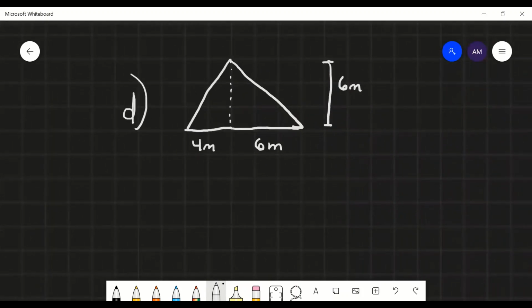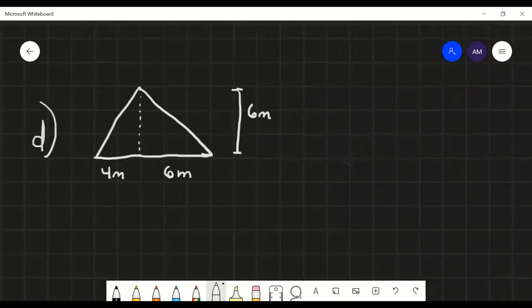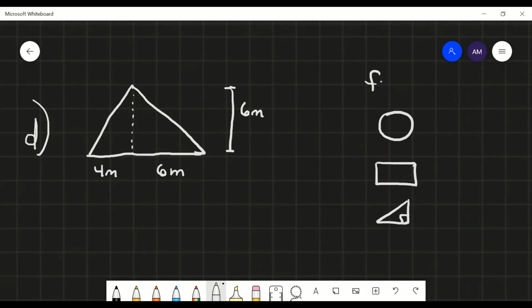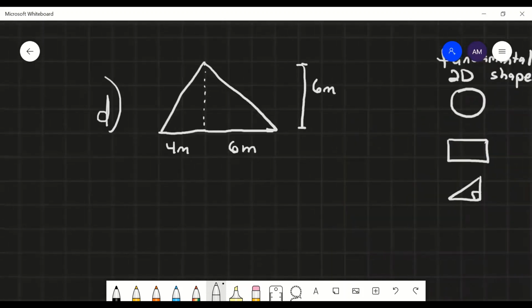Triangles are the last of the 3 shapes. Every shape that exists can be broken down into circles, rectangles, and triangles. They're the 3 fundamental 2D shapes, I would say. So it's important to know, at least, how to calculate the area of each of them. So how do we do triangles? Well, they're very similar to rectangles, and I'll show you why.